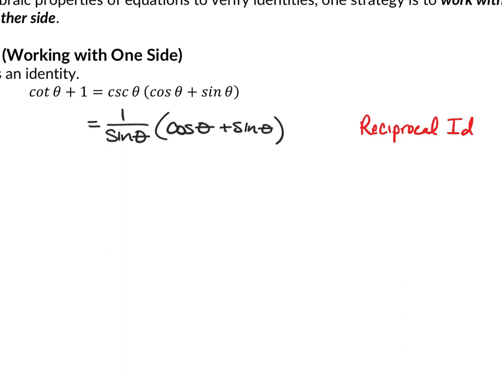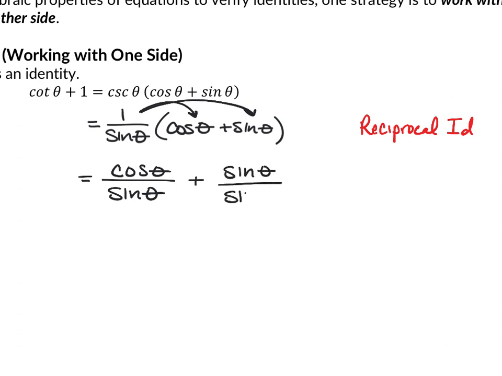Okay, my next thing is my spidey senses are going off that I have something in front of a set of parentheses. When these were regular numbers and you had numbers in front of a set of parentheses, what did you do with them? Distribute. That's what we're going to do. 1 over sine theta times cosine theta is cosine theta over sine theta. Sine of theta times 1 over sine of theta is sine of theta over sine of theta. So again, all I did was distribute.